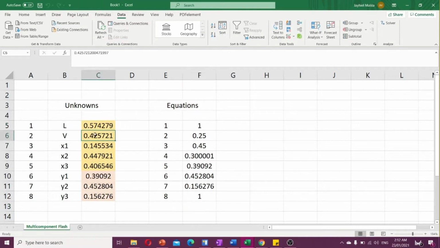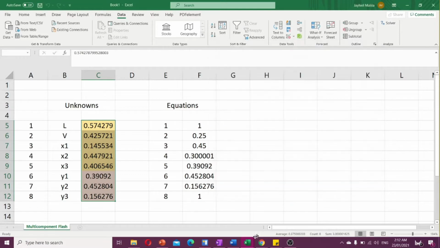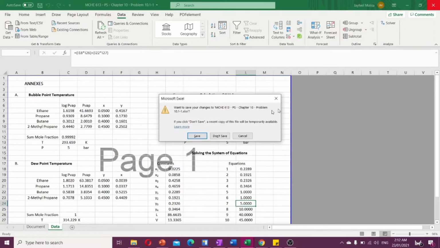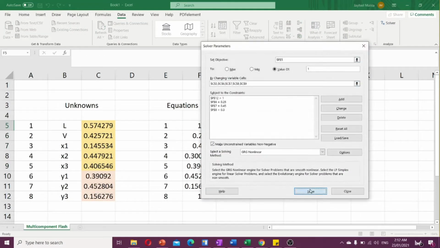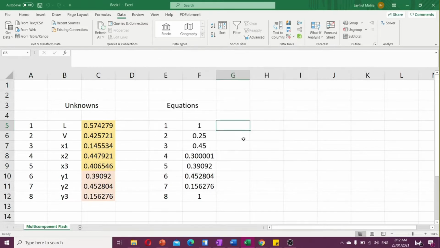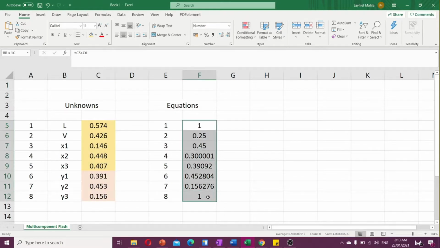I have here my answer key, and the answer is somehow close to the answer key. I need to close this other Excel file. I'll save. Solver. Yeah, that's the answer. I'm happy that it did not yield an error. Very good, teacher J is very good today. I was able to solve it. So happy.